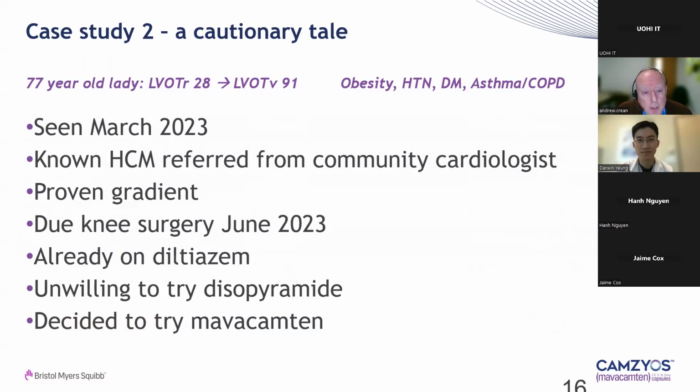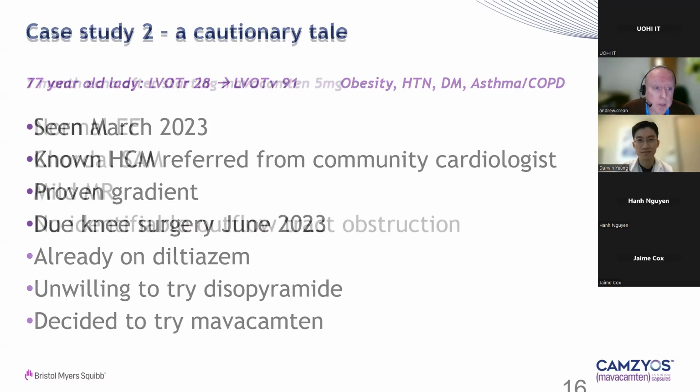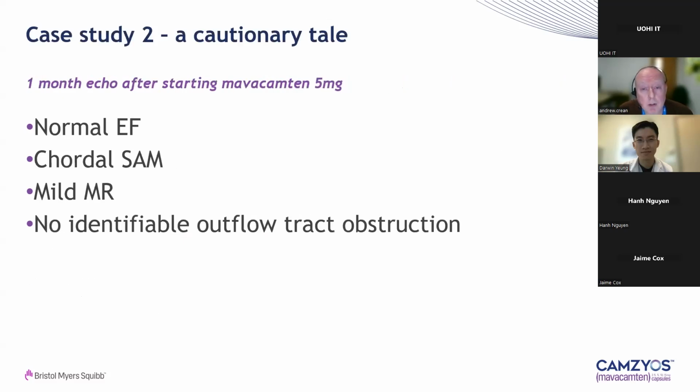She'd been referred in, and one of the reasons, apart from symptoms, was that she was due to have knee surgery, and there was obviously some concern from anesthesia about her degree of provocable obstruction. She was already taking a calcium channel antagonist, and for reasons that I don't recall, she was not very keen on trying disopyramide. But she was prepared to try mavacamten. So we started at 5 milligrams, which was our usual starting dose.